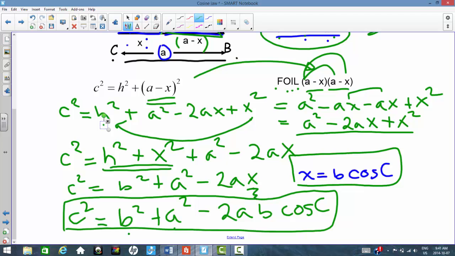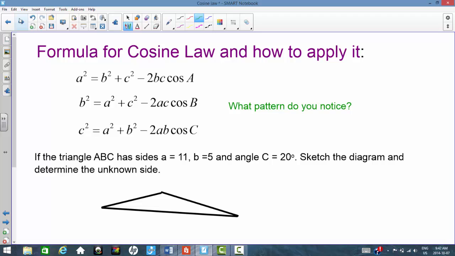A squared plus b squared minus 2ab cos c. That is the formula for the cosine law. Now if you flip over the page, I've written it several times. So a squared equals b squared plus c squared minus 2bc cos a. That's one way. The other way, b squared equals a squared plus c squared minus 2ac cos b.